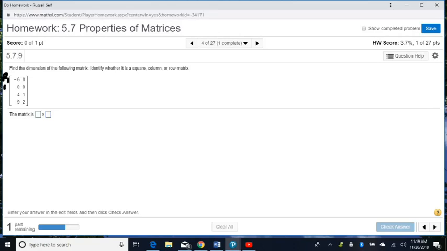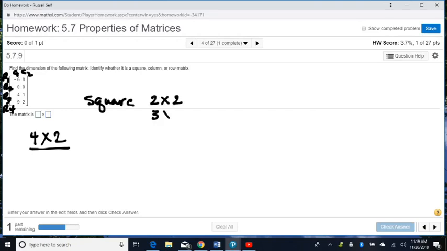So if we look here, that's row 1, row 2, row 3, row 4, right? So there are 4 rows, okay? That's column 1, column 2, so there are 2 columns. So this particular matrix is a 4 by 2, okay? Now, because these numbers are different, it's not going to be square. Because if you think about a square, that means they are the same. So like a 2 by 2 is a square, 3 by 3 is a square, etc. Right? The numbers are the same, and that makes a square pattern.